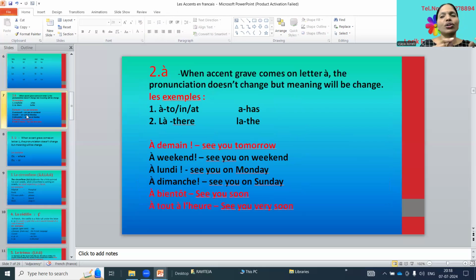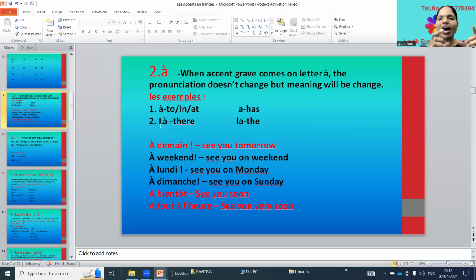And the accent grave comes on the letter A, and U also. Whenever l'accent grave comes on the letter A, the pronunciation won't be changed, but the meaning will be changed. Examples: à with accent grave means to, in, at. A without accent grave means has. Là with accent grave means there. La without accent grave means the. But the pronunciation is the same for both.